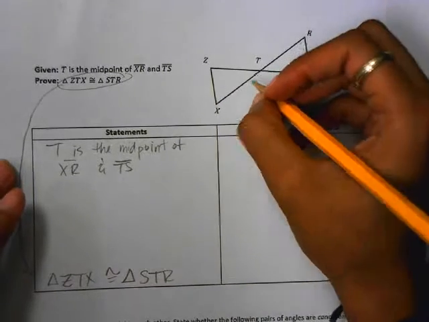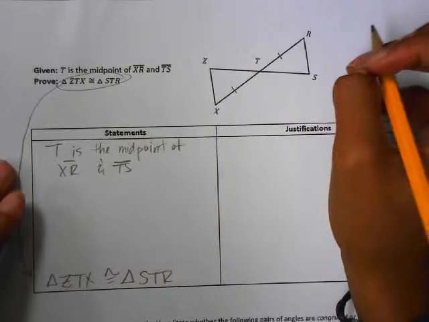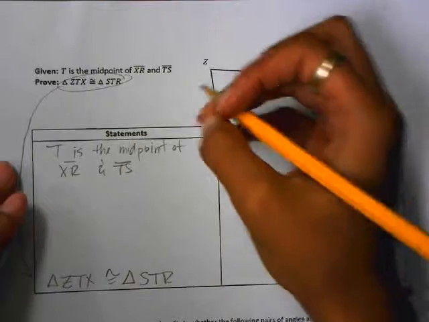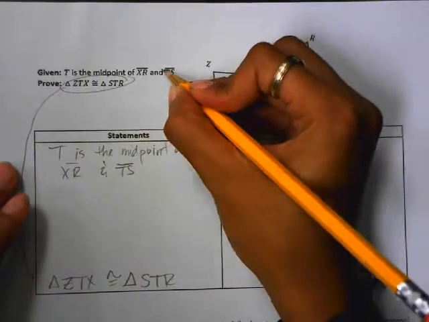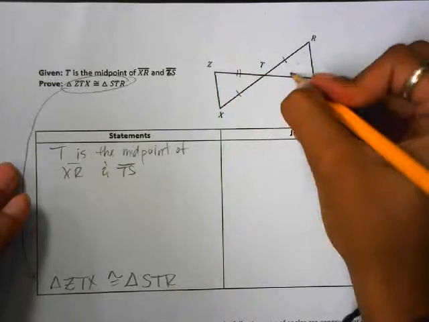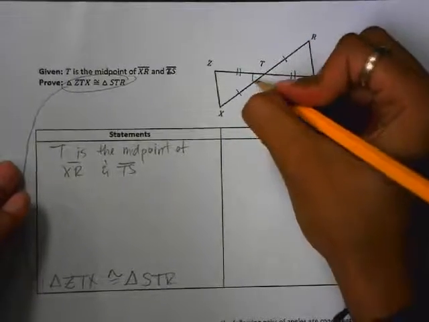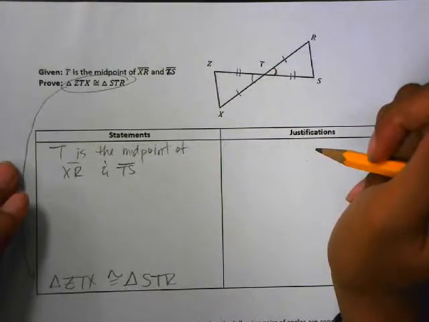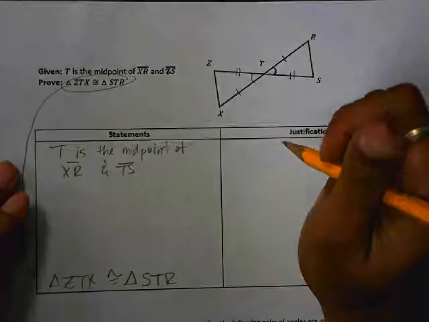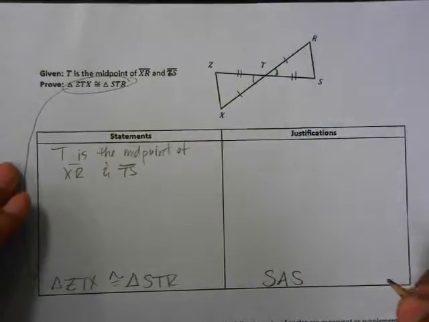So it's the midpoint of XR, so that means that this is congruent to that. And it's the midpoint of TS, and I'm pretty sure this is supposed to read ZS. Let's go ahead and change it. So this is congruent to that. We know that vertical angles are congruent, so we can mark that. And immediately I see that these triangles must be congruent because of side angle side.